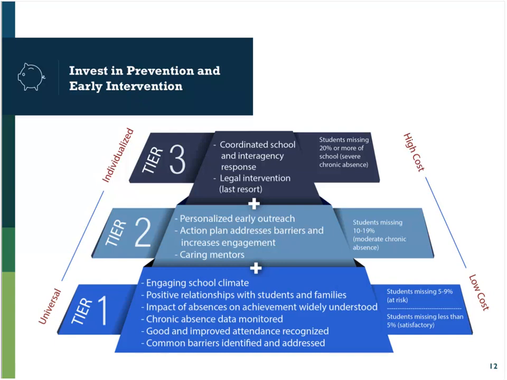And then finally, Tier 3 includes the most intensive interventions and is targeted to students who are severely chronically absent, missing 20% or more of school. Tier 3 often requires an interagency strategy and may trigger a legal response.